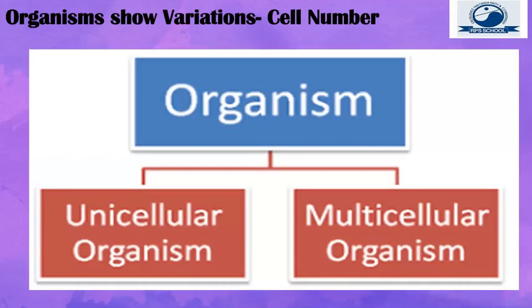Organisms show variation. Cells are the lowest level of organization in every life form. From organism to organism, the count of the cell may vary. According to the number of cells, organisms can be unicellular or multicellular.